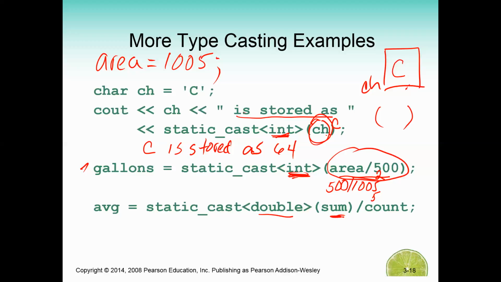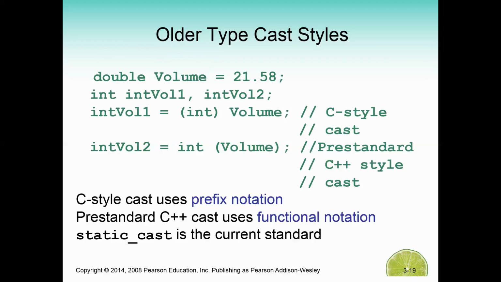So these are just different examples of how we can change values. We can change values that are going to be displayed in a cout. We can change values that are going to be in a formula. We can change values independently using the static cast. This is just how it was done in C. We're not going to go into that. C style.